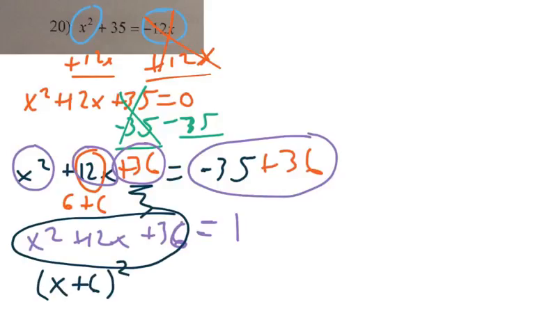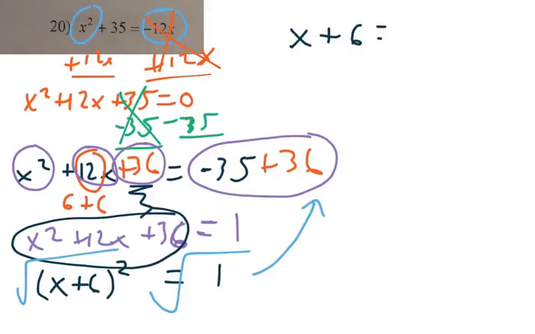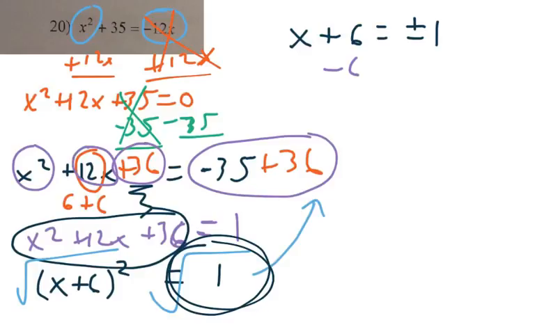x plus 6 squared. And if that's equal to 1, well, can't we take the square root of both sides? And let's just bring it up to the top right corner here, guys. Am I not going to have now x plus 6 equal to plus or minus 1, because the square root of 1 is positive or negative 1? Finally, can't we subtract 6 from both sides?